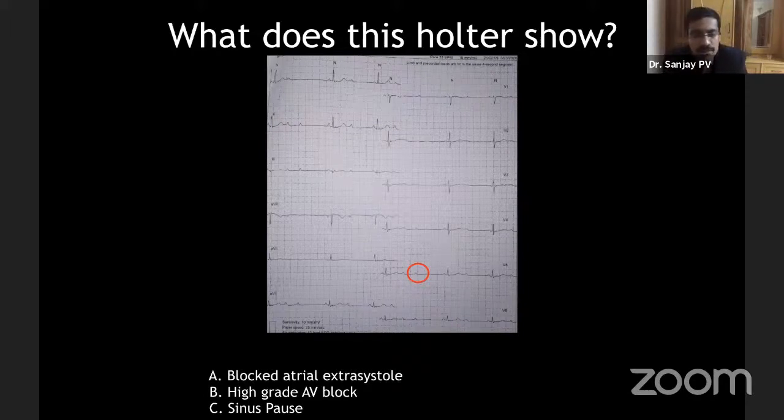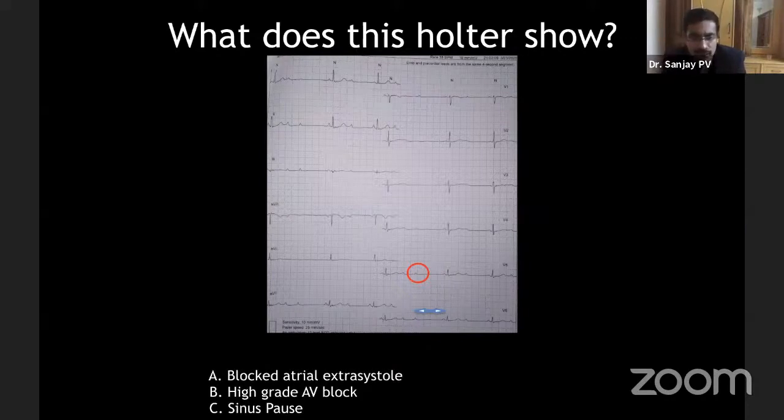So if you measure these two PP intervals, this is sinus, and we know that she had a 2:1 AV block. So this is the sinus PP interval, and this PP interval is definitely shorter. So this is an atrial ectopic which has blocked, and this interval is definitely longer. So this is the post-extrasystolic pause. So this is, in fact, a blocked atrial extrasystole.